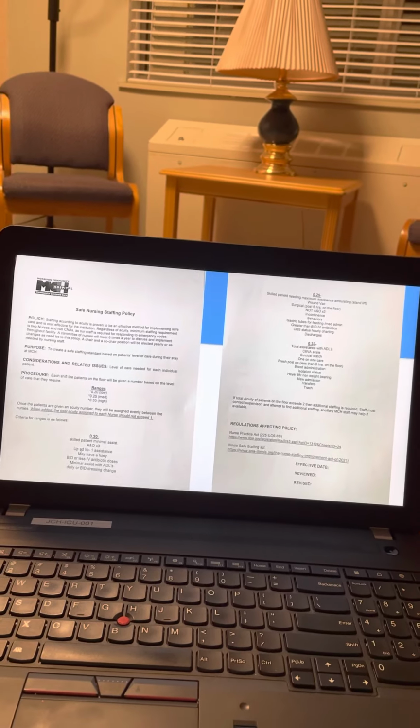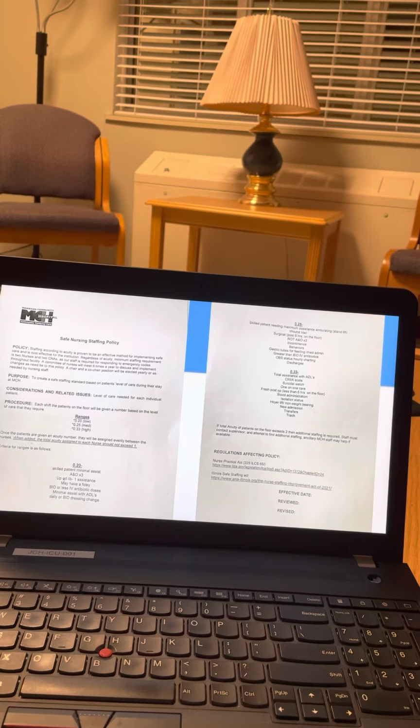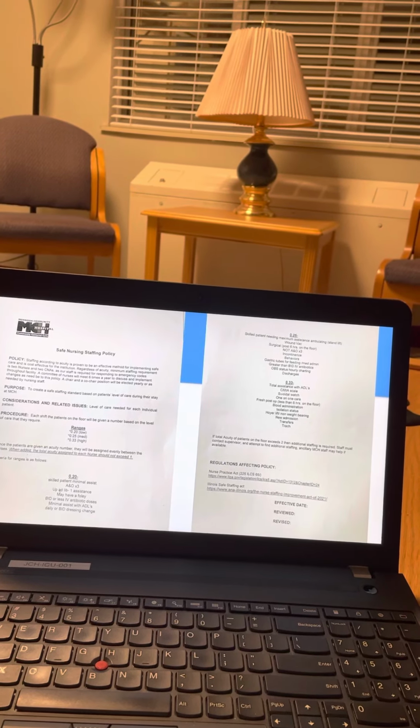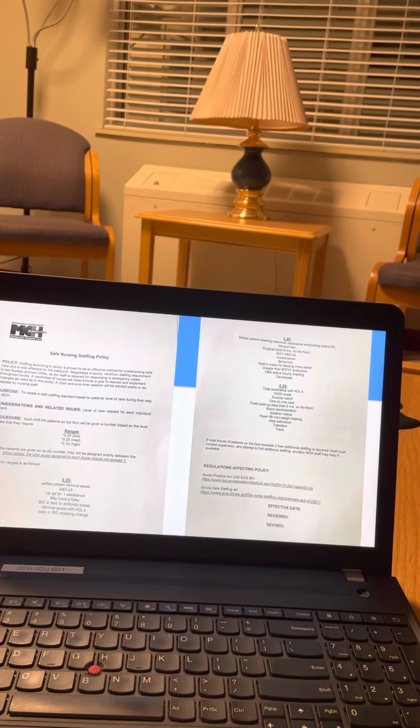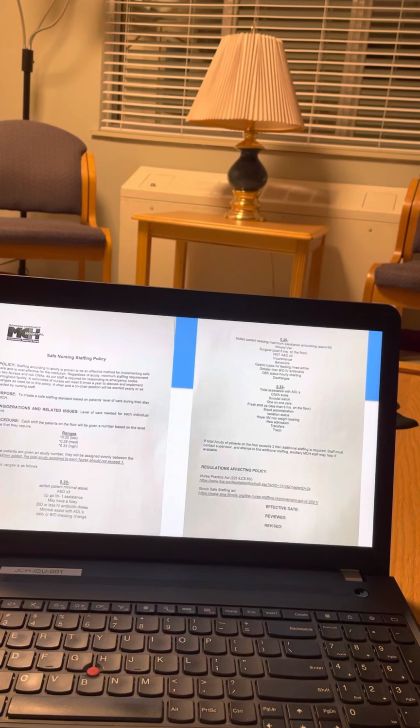This is a staffing policy from Morrison Community Hospital, and I presented this model in my presentation because it has more structure than the previous acuity tool, and it clearly explains how many nurses need to be staffed on a certain number of patient acuity.